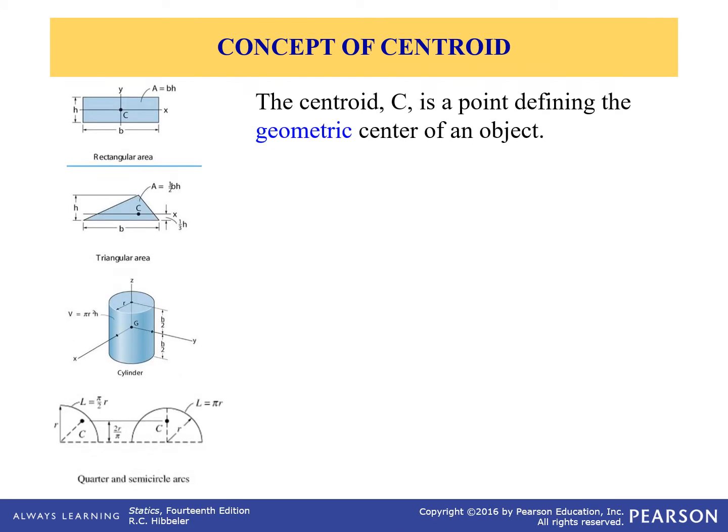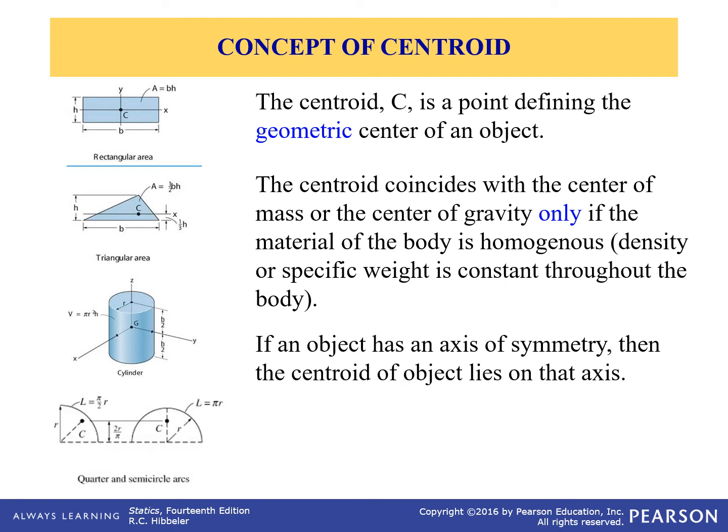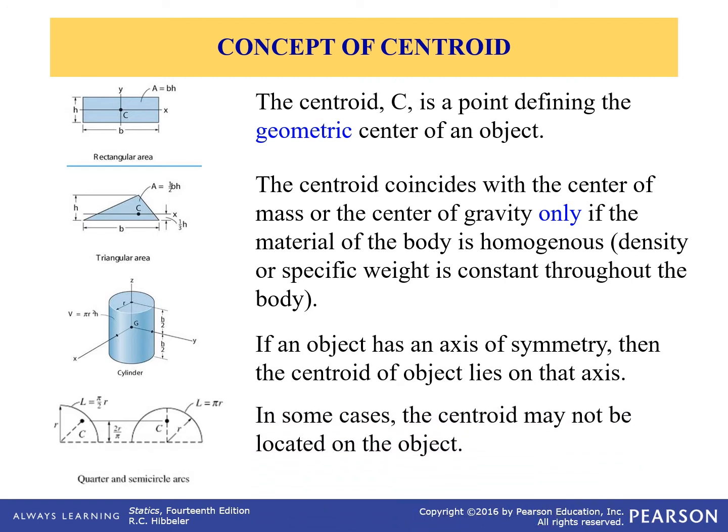So basically, the concept of the centroid is the center, the geometric center of an object, whether it's a 2D or a 3D object. If it's homogeneous, meaning the piece is made up of the same material throughout and the density is the same throughout the body, then the center of gravity, center of mass, and the centroid all come together at the same location. Sometimes, depending on the shape of the object, the centroid may not be on the object, which seems a little strange, but it's true.